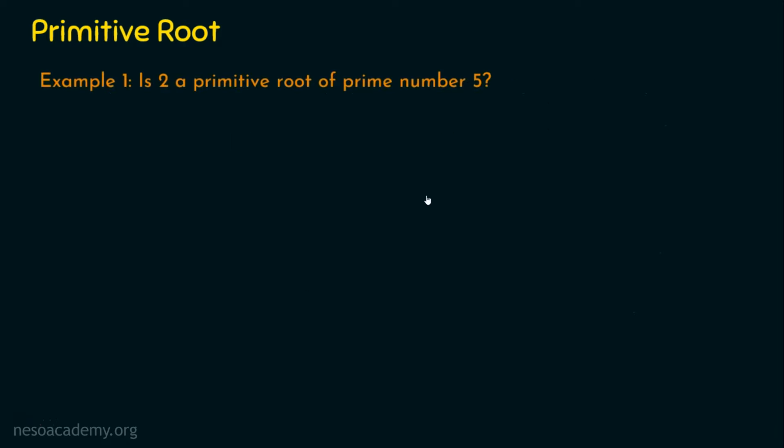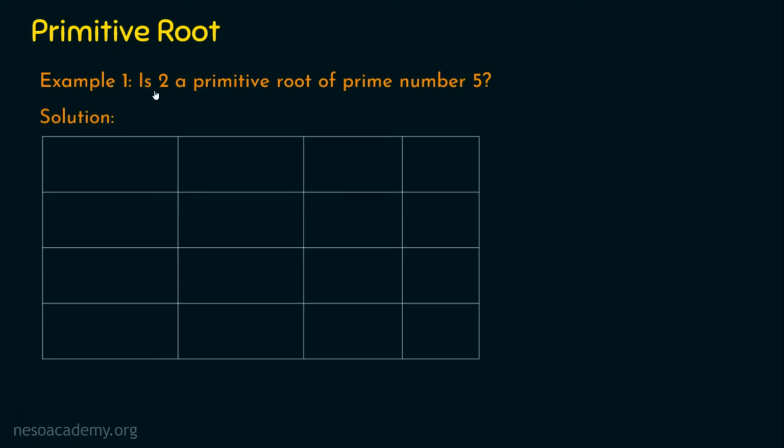The question is: is 2 a primitive root of prime number 5? Two important data are given to us: one is the prime number and the other one is 2. So we are required to check whether 2 is a primitive root of the prime number 5. Let's solve this now. We take 2 power 1 mod 5, 2 power 2 mod 5, 2 power 3 mod 5 and 2 power 4 mod 5. We stop here because we go only up to 2 power 5 minus 1, that is p minus 1, as we have seen in the definition.